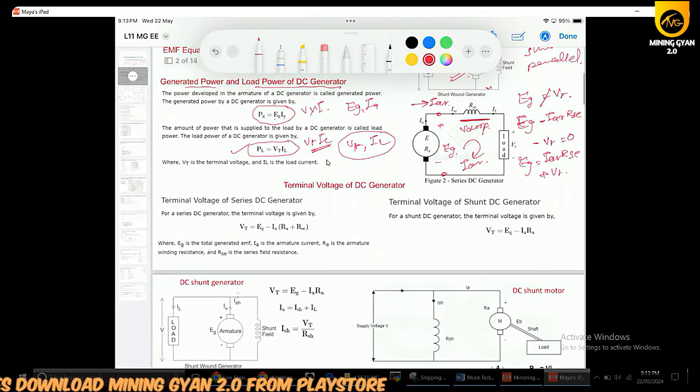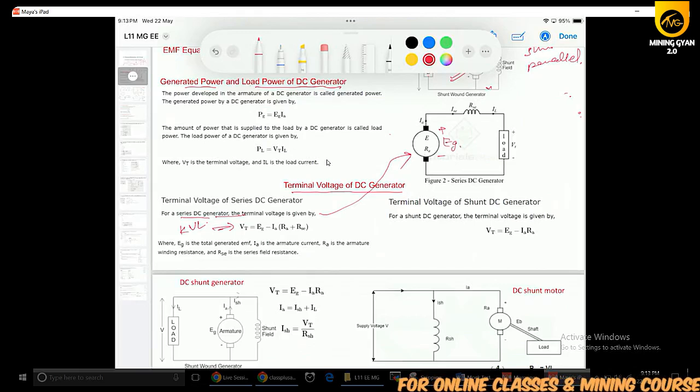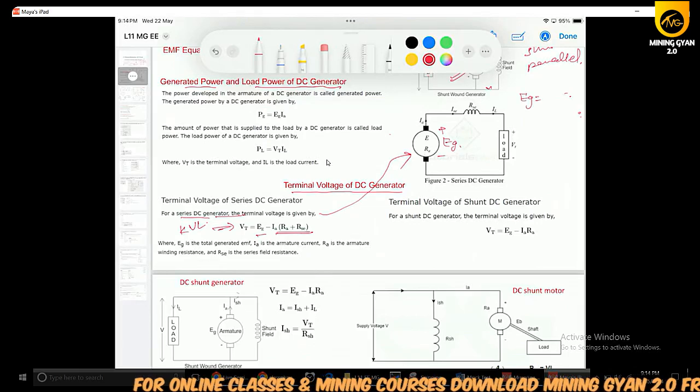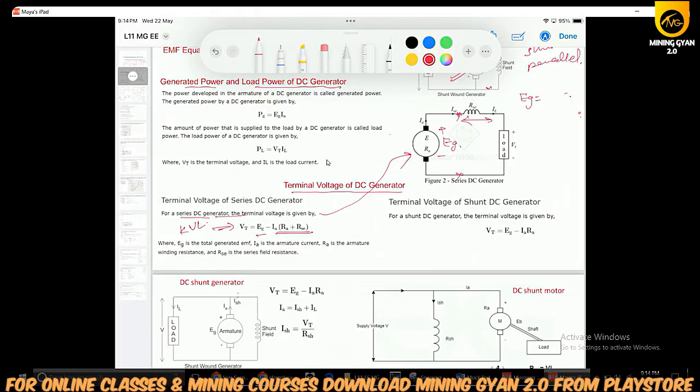That means how much power the load is consuming. Then, what is the terminal voltage of the DC generator? You have to apply the KVL equation in that loop. For a series generator, I already told you about the KVL equation, and V_T will be E_G minus the voltage drop, because E_G is the total voltage, and that total voltage is there across these two branches. Here the voltage drop will be there, and here the terminal voltage will be there.